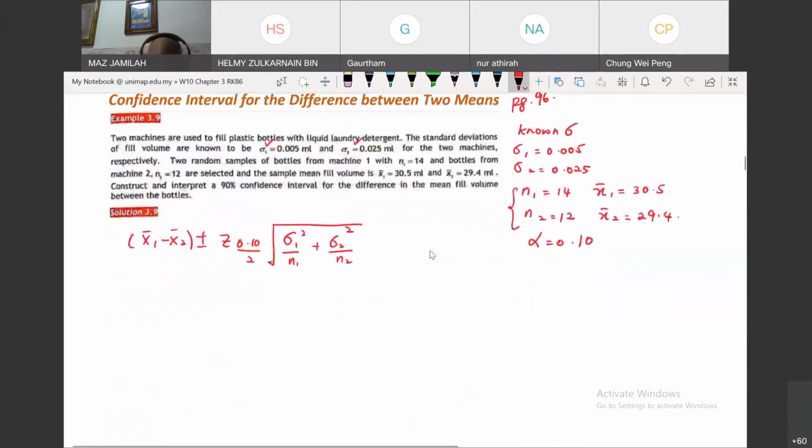So put everything together, so you will have your X bar 1 would be 30.5 minus 29.4 plus minus Z alpha over 2, you will get 1.6449.